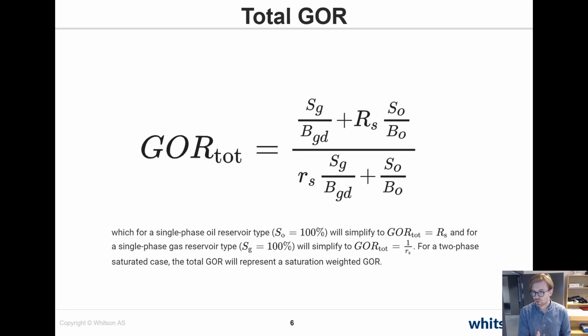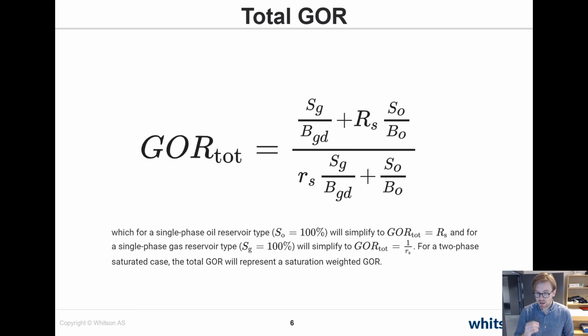Similarly for the GOR, it's a little bit more involved, but if we look at this equation right here, for a single-phase oil reservoir, it will simplify to be the solution GOR, and for a single-phase gas system, it will simplify to becoming 1 over little rs, which we also talked about last week. And again, for a two-phase saturated case, the total GOR will represent a saturation-weighted GOR.